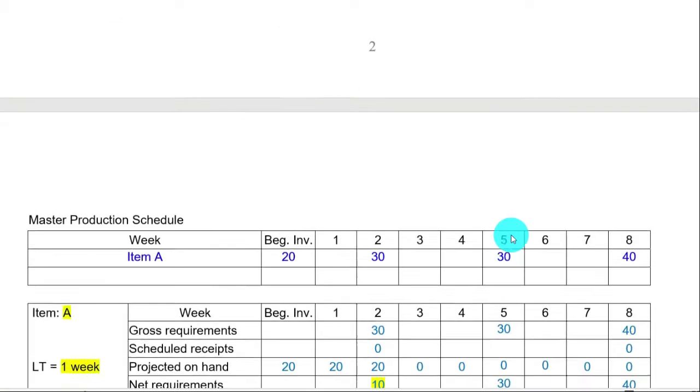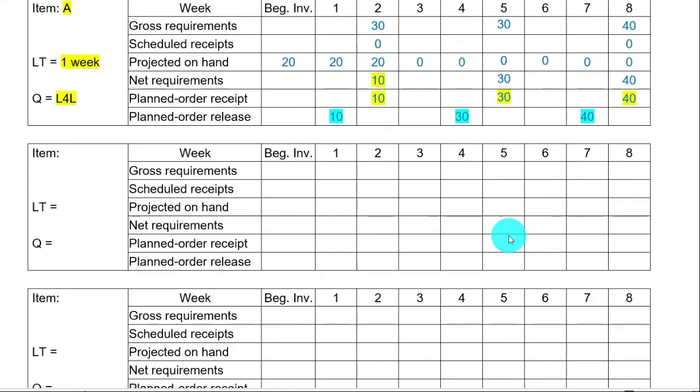Okay, scroll down. Item B, 1 week lead time. Order size lot for lot. 0 on hand and 10 on order. Week 1. All right. Next, we're going to determine gross requirements.